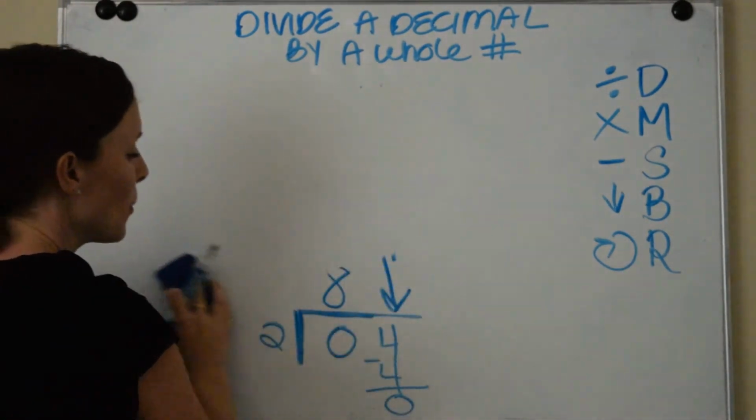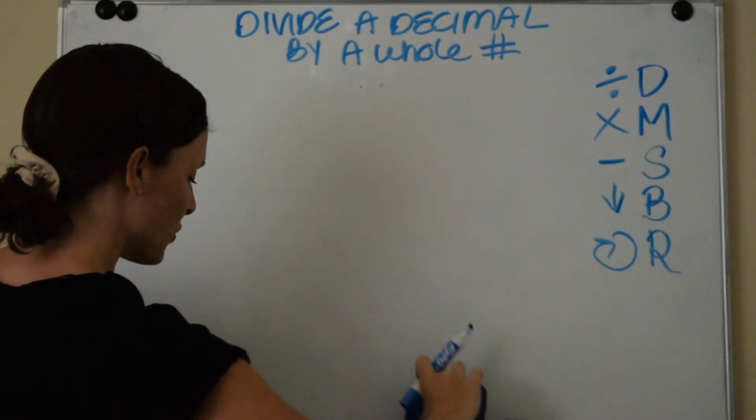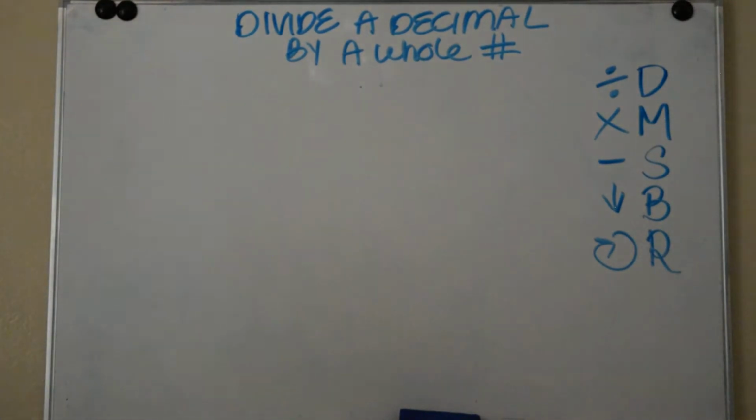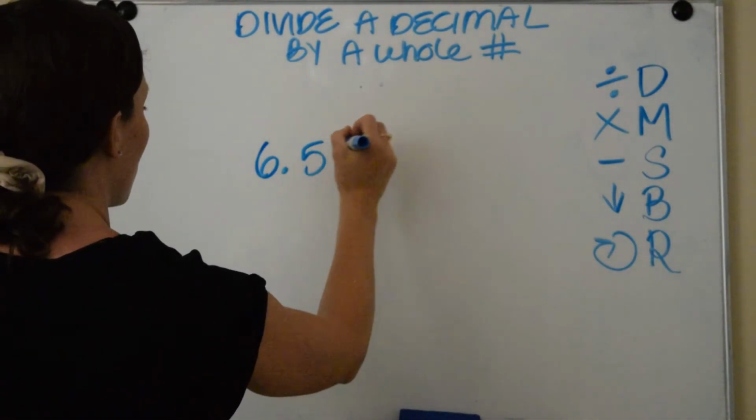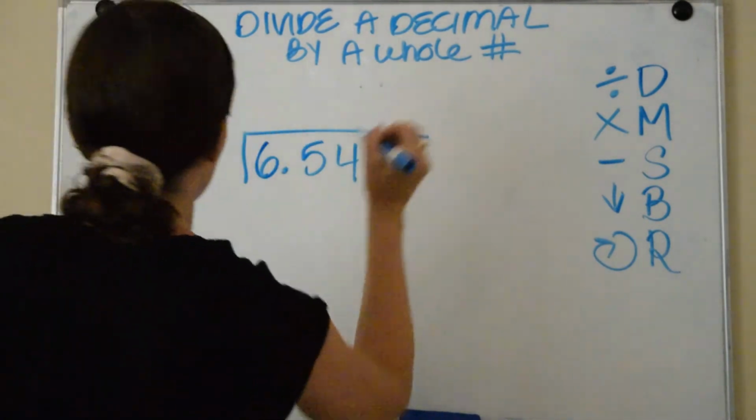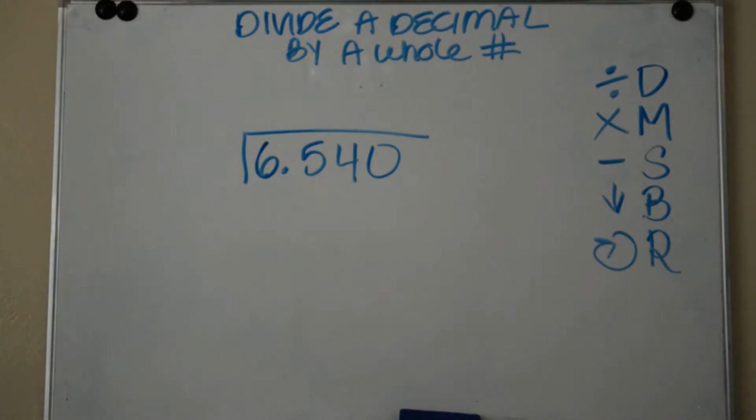All right, let's go ahead and do another example. I think the most important part when you're dividing decimals is to bring that decimal straight up, and then you just get to divide like we normally would. All right, here's our next example. We have 6.540, and I'm going to set it up in the box, divided by 12.